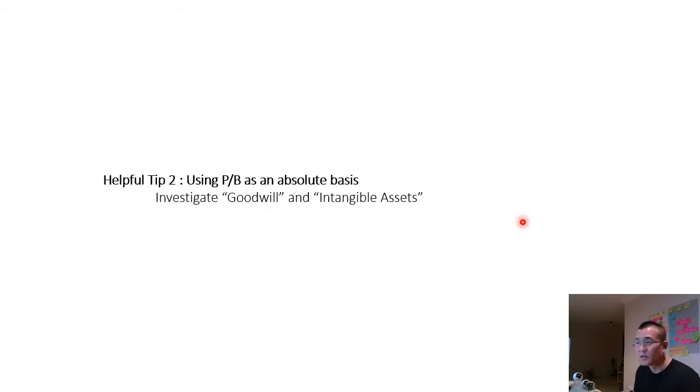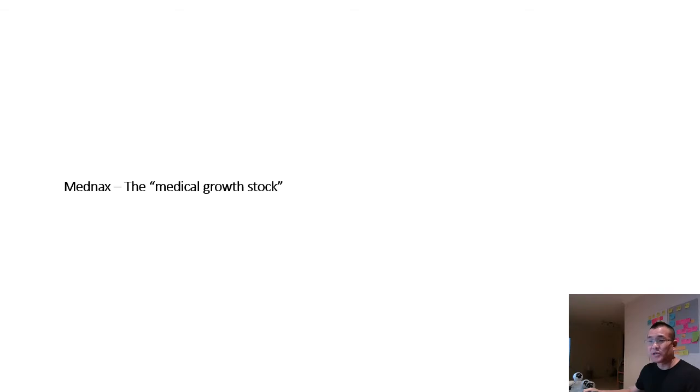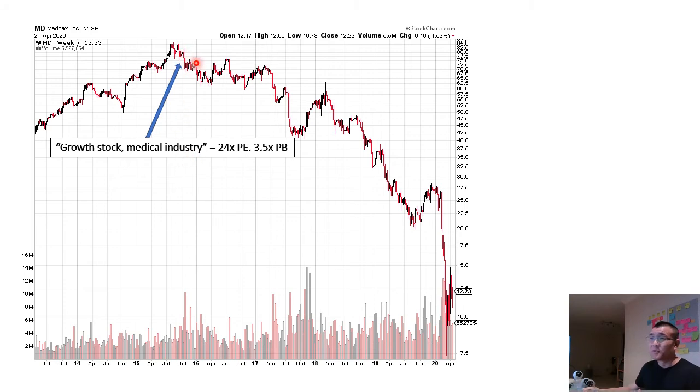Okay, helpful tip 2. Using price to book as an absolute basis. In this case, you can investigate goodwill and intangible assets. So one case study which I did, Mednex. At one time, it was called the medical growth stock. Couldn't do wrong.